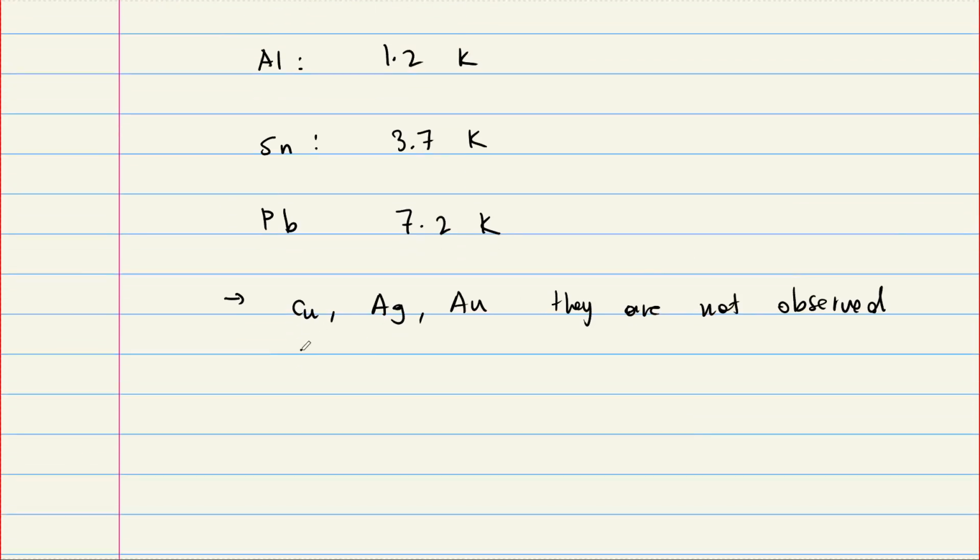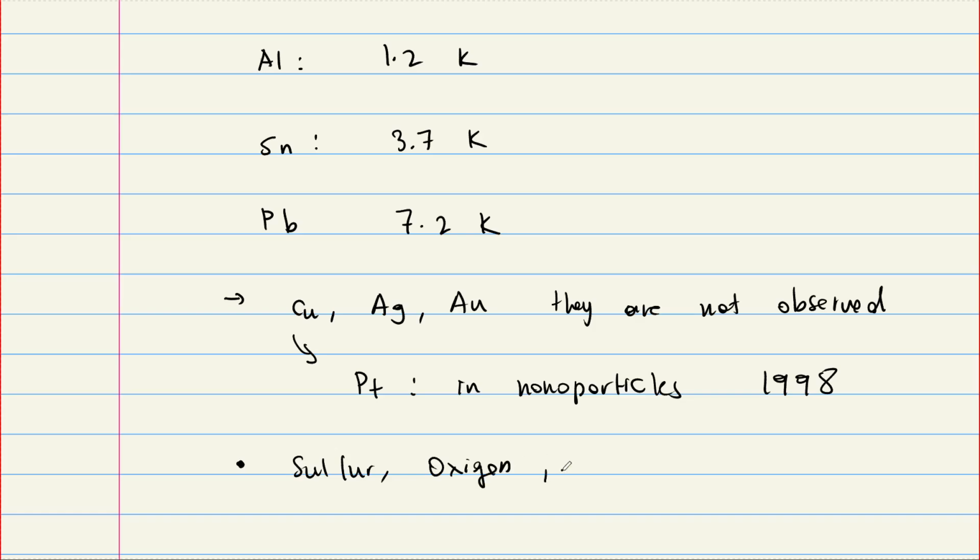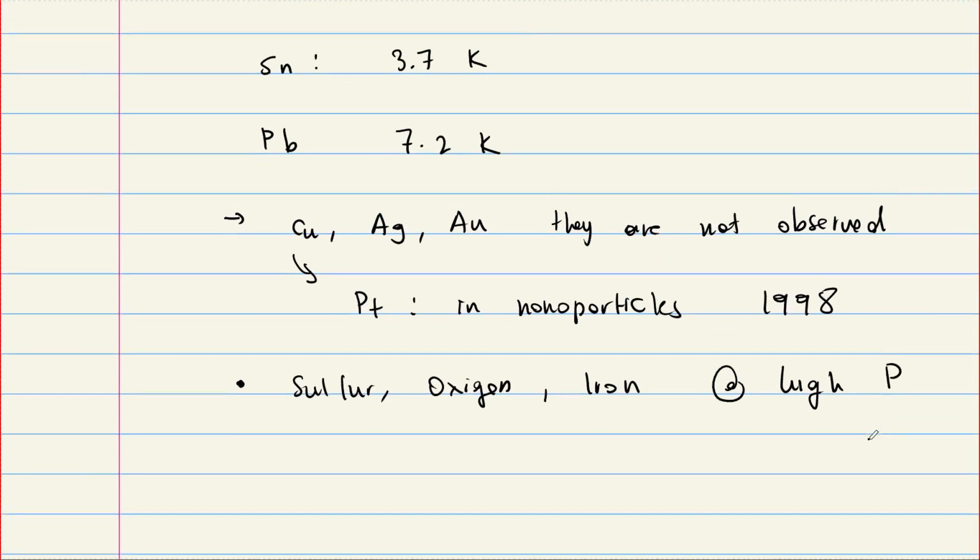And a result that supports this argument is platinum. Actually, in nanoparticles, it has been shown to be a superconductor. I think I didn't write the temperature, but this was observed in nanoparticles in 1998. So another class is sulfur, oxygen, and iron. If you go to high pressure, you make them superconductors.